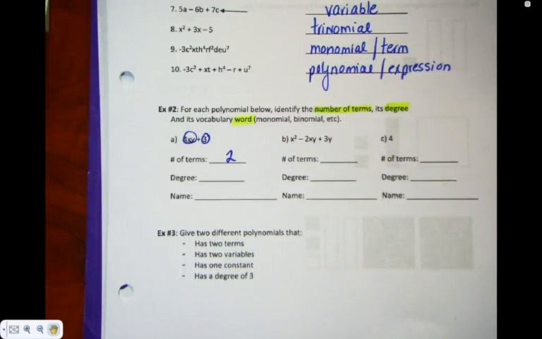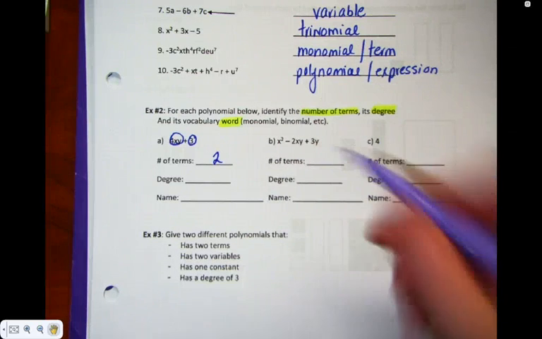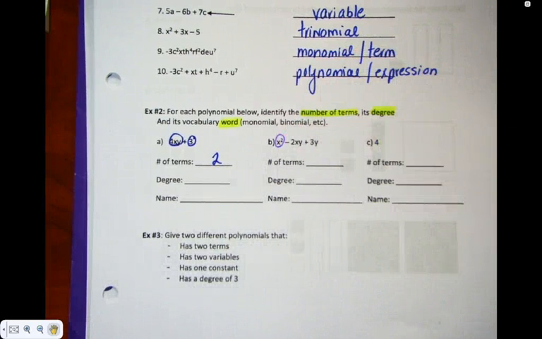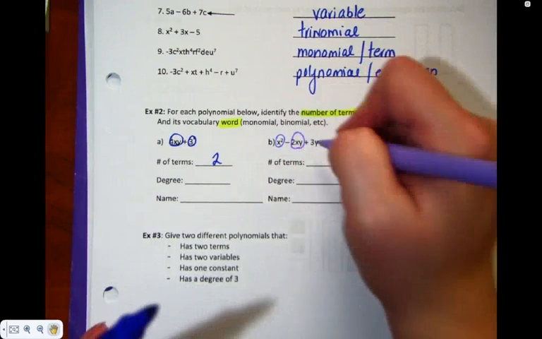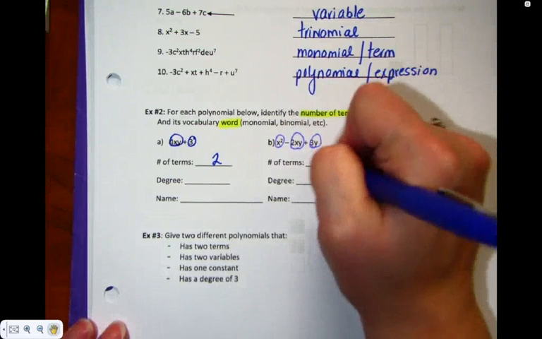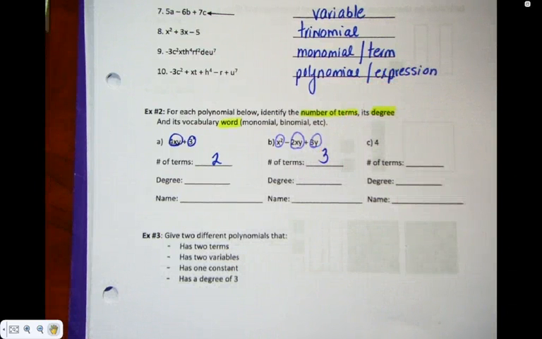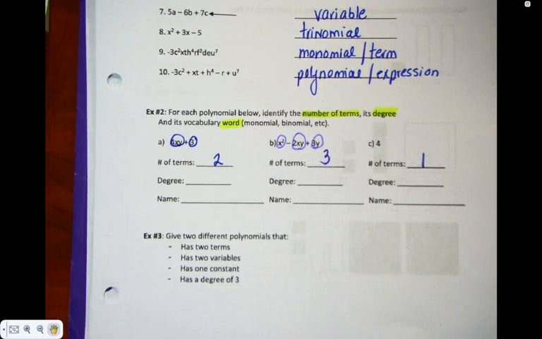Let's do all the number of terms first just to practice. In part B, what's the first term? The second term? Third term? How many circles? The last one, how many terms? 1. Just the little 4 all by itself.